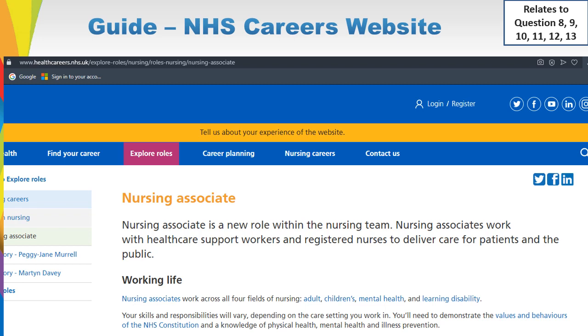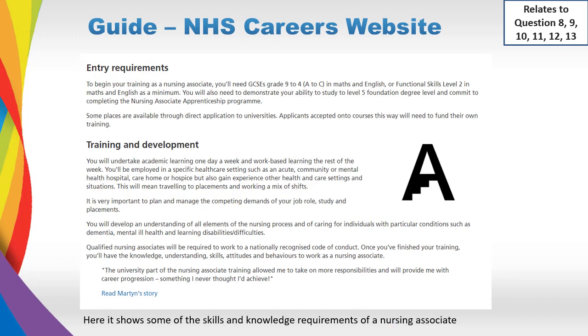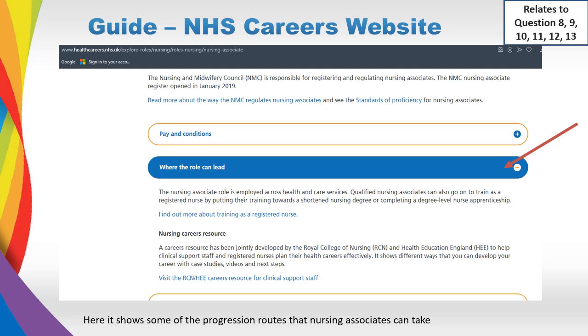When I clicked on nursing associate, this is the screen that was visible to me. I scrolled down and I found this part about entry requirements and training and development. So that tells me some of the skills and knowledge requirements of a nursing associate, which is useful for your question. Then when you scroll down, there's a couple of these buttons here about pay and things. It says where can the role lead? So that tells me some of the progression routes that I could take if I was to be a nursing associate.